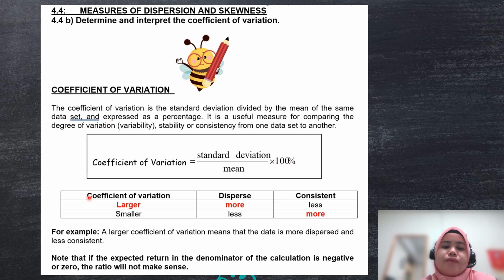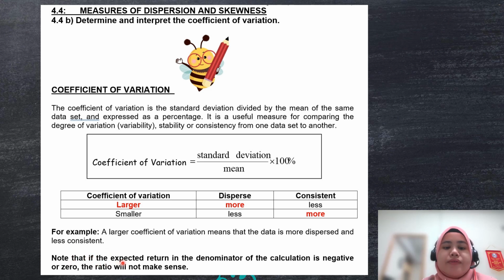Okay, for a coefficient of variation that has a larger value when we are comparing two data sets, if you have a larger COV value, that means your data are more dispersed. When your data are more dispersed, it means that it is less consistent. Meanwhile, if the coefficient of variation value is smaller, the data are less dispersed and it is more consistent. Okay, that's how you are going to make a comparison of the coefficient of variation values. For example, a larger coefficient of variation means that the data is more dispersed and less consistent.